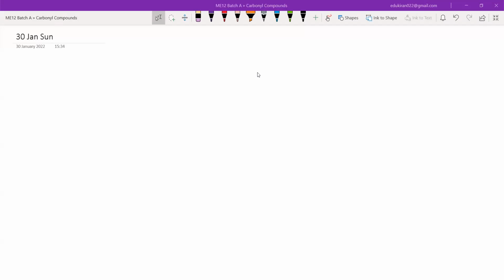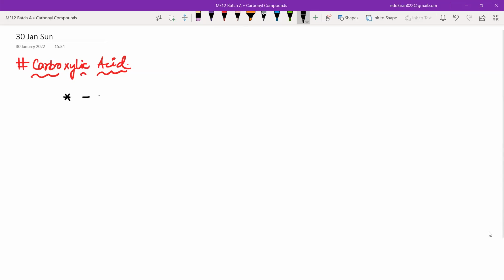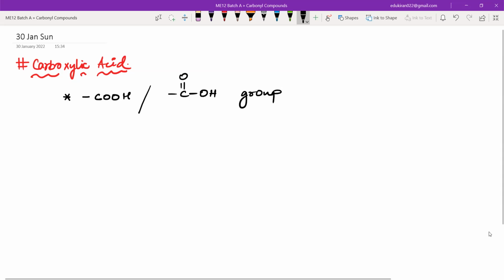Okay, so today's topic will be carboxylic acids. So write the topic, carboxylic acid. In carboxylic acid, there should be any alkyl group which has the COOH group. COOH, or you can also write this as carbon, the double bond oxygen, and a bond with OH. This is the carboxylic acid group.